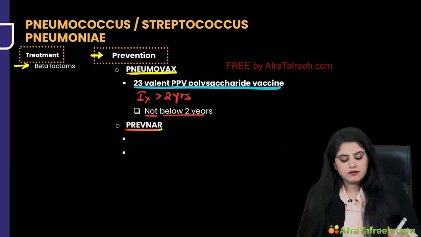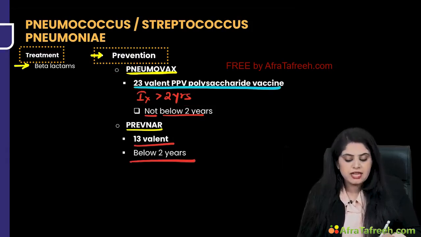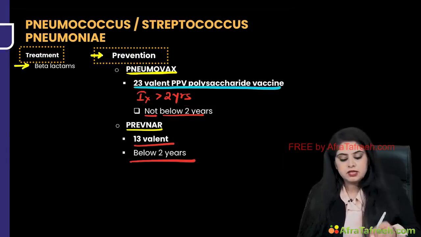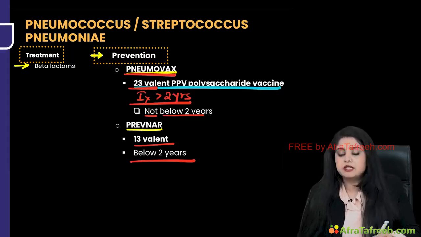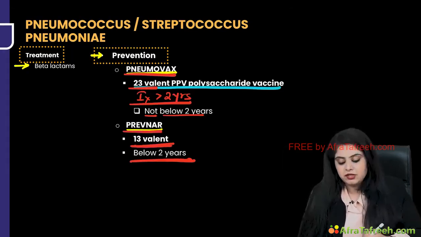Whereas Prevnar, chota wala naam, is going to have only 13 valencies and is given to chota kids. It can be given to children below 2 years of age. Simple. Big name, big valency, bigger kids. Small name, small valency, smaller kids. Alpha hemolysis is also done.